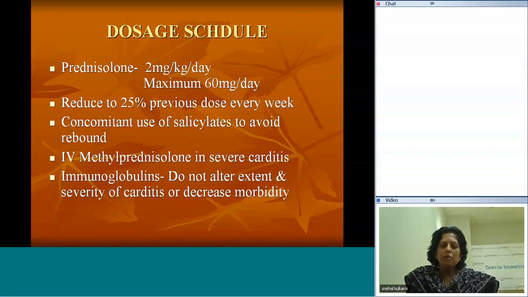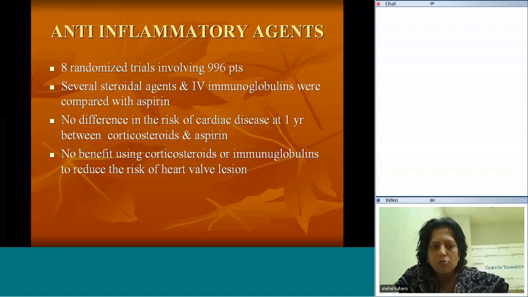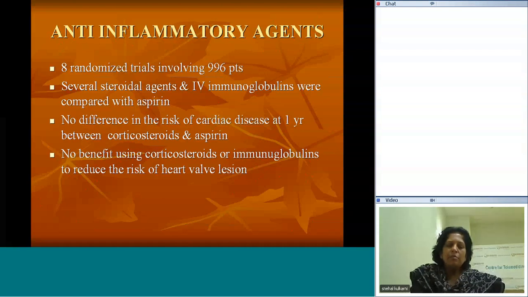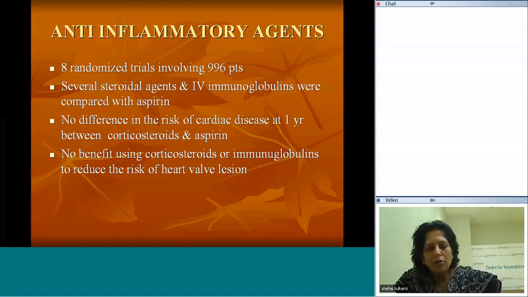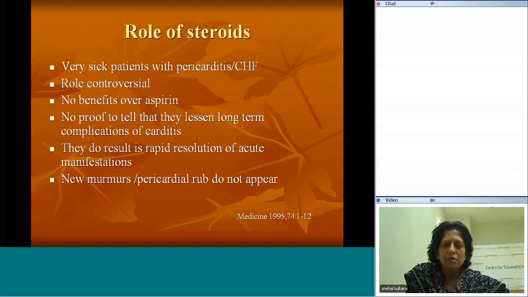Actually, immunoglobulins do not alter the extent or severity of carditis or decrease morbidity, so its role again is very controversial. Now, as far as anti-inflammatory agents are concerned, there is a very controversial role of steroids, as we know. There were 8 randomized trials which involved around 996 patients. In that, various steroidal agents and IV immunoglobulins were compared with aspirin. They found no difference in the risk of cardiac disease at 1 year between steroids and aspirin. And there was no benefit using corticosteroids or immunoglobulins to reduce the risk of heart valve disease. So the role of steroids remains very controversial.